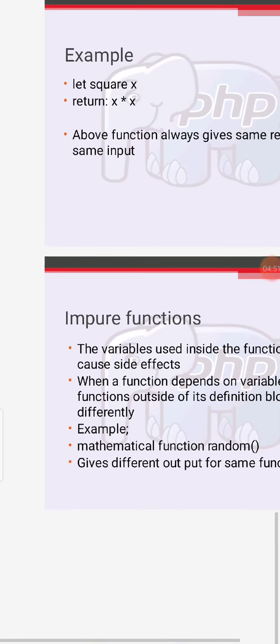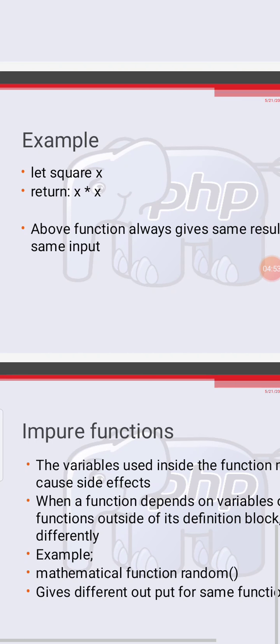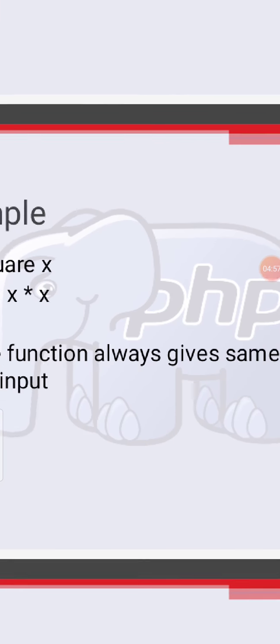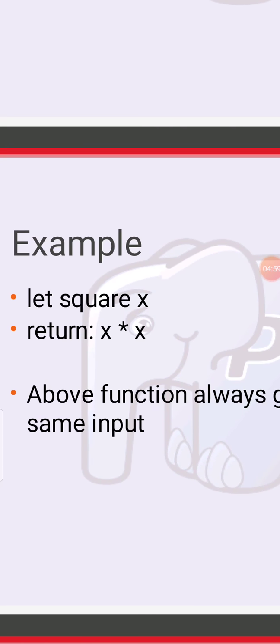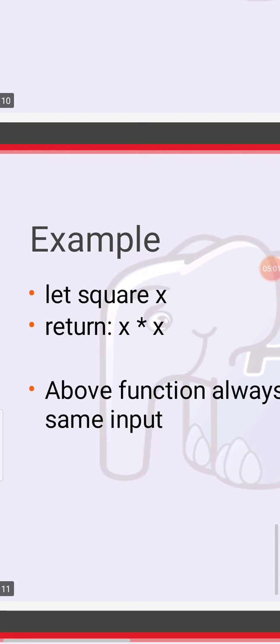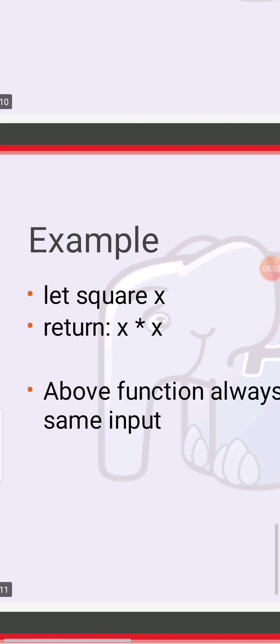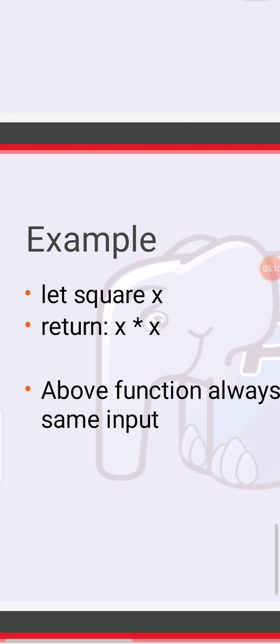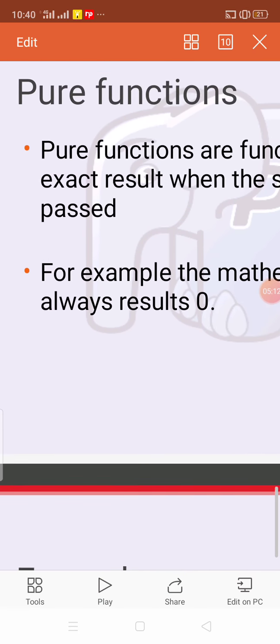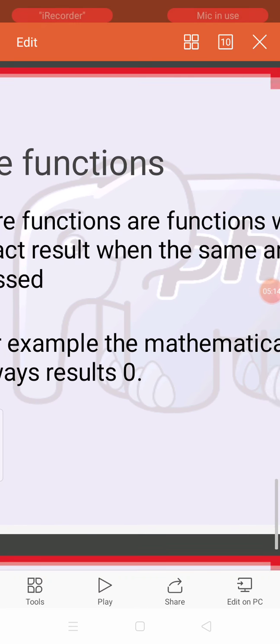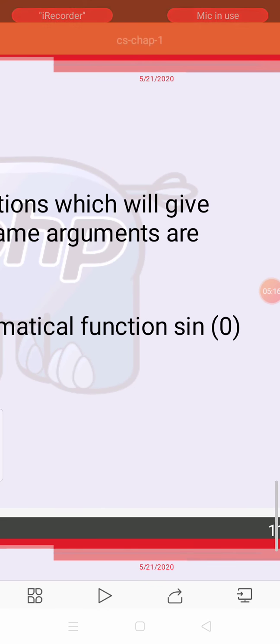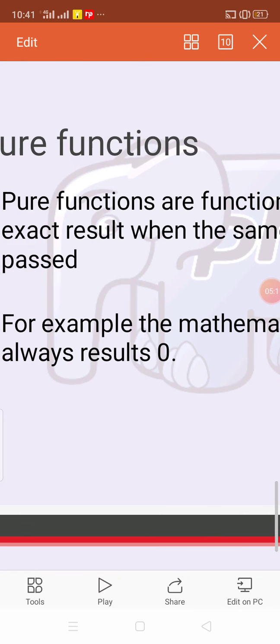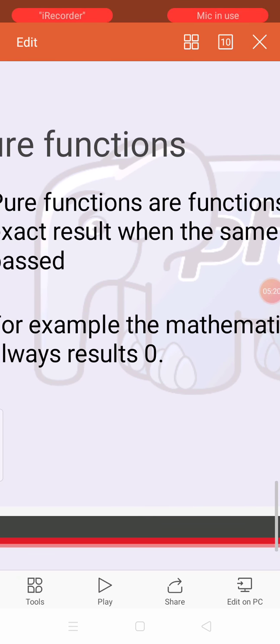It doesn't depend only on what is defined inside the function, so it is called an impure function. Here is an example for the pure function: when you pass the x value, it gives the x square value, and when you pass sine of 0, it always gives the result 0.